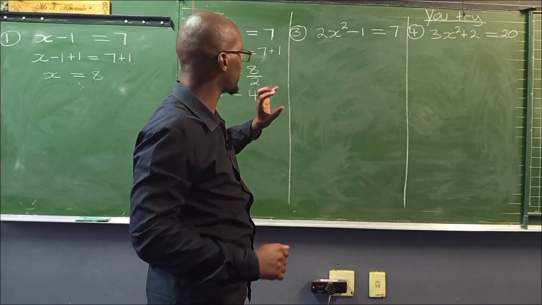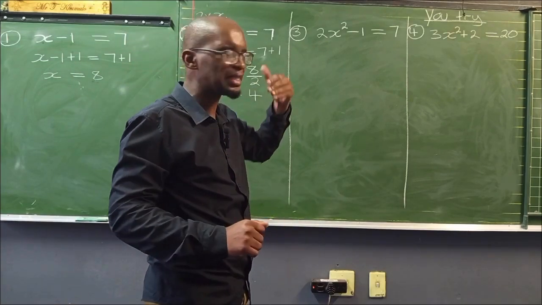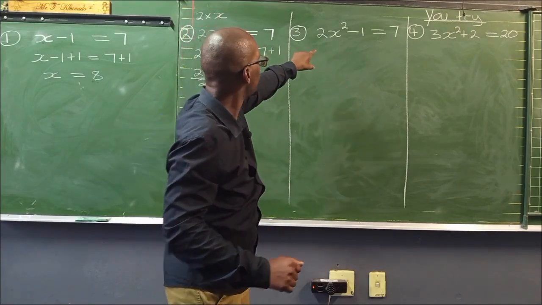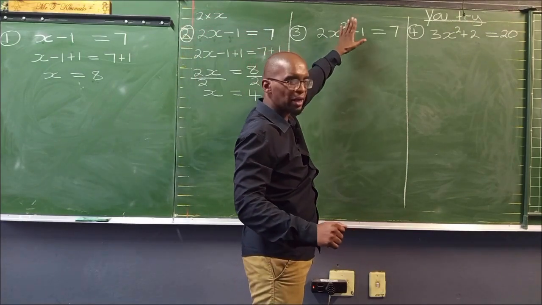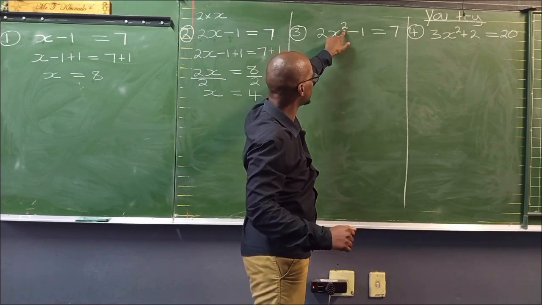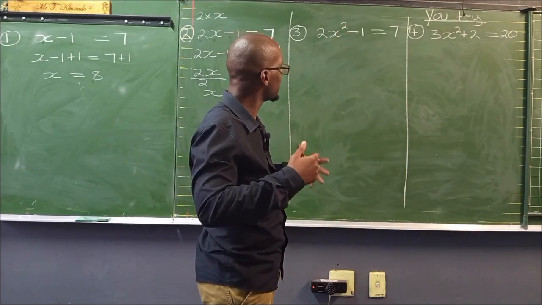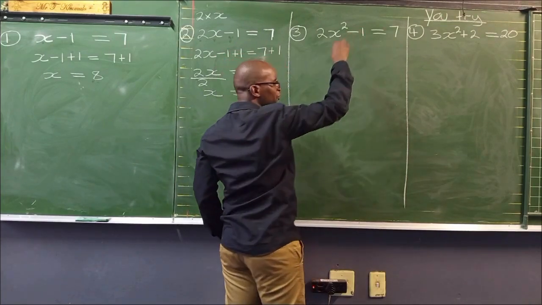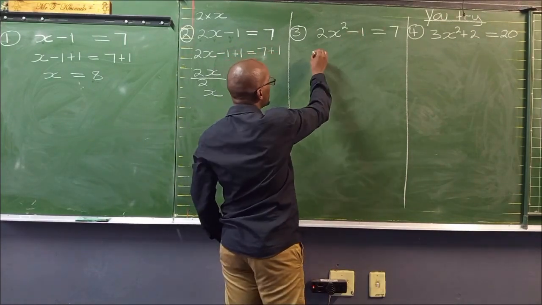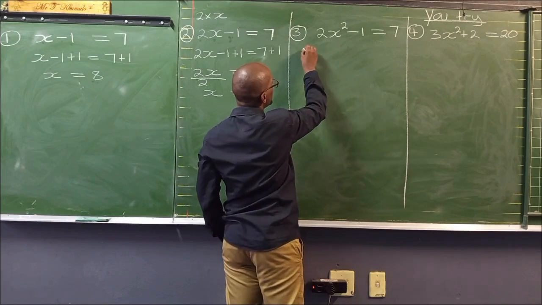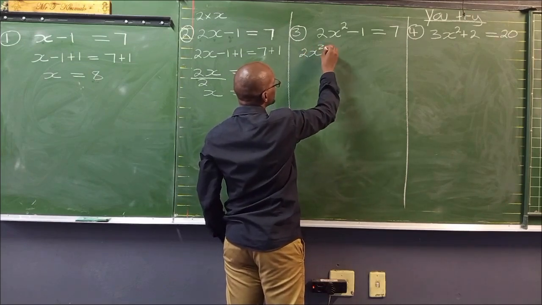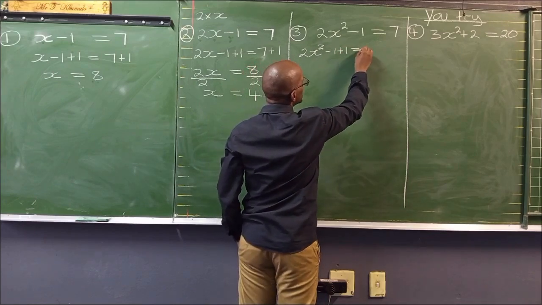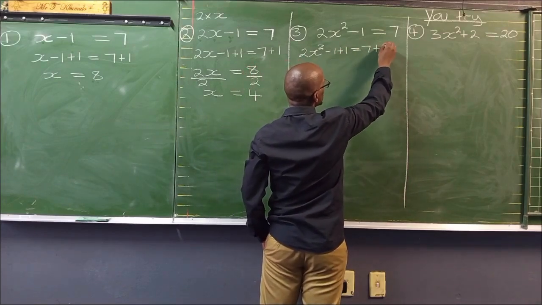In our third problem, again, I've added another layer. We still have 2x minus 1 is equal to 7, but now I've added x squared. So there is a different layer that we need to get rid of. Again, you start with the negative or positive number that you have next to x. So now we have 2x squared minus 1 plus 1 is equal to 7 plus 1.